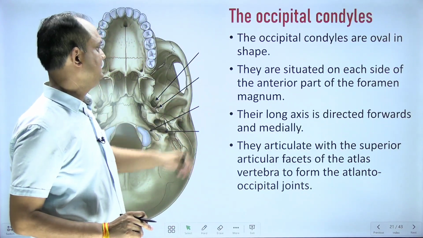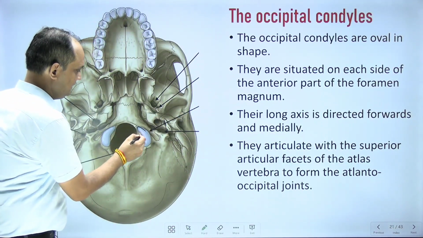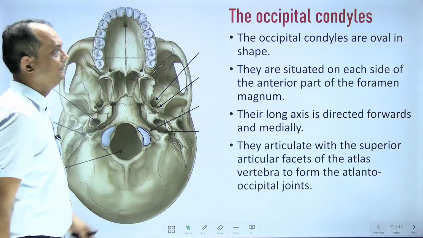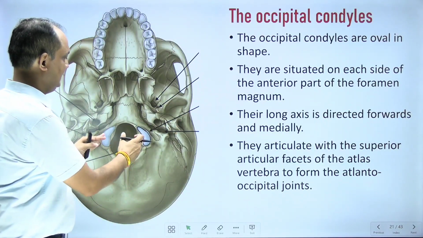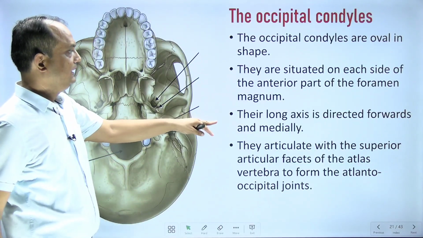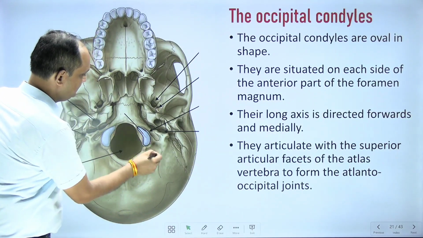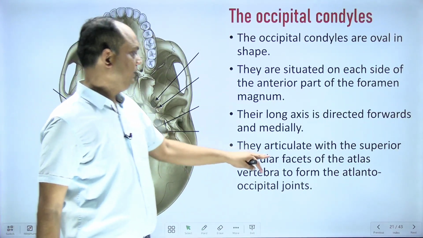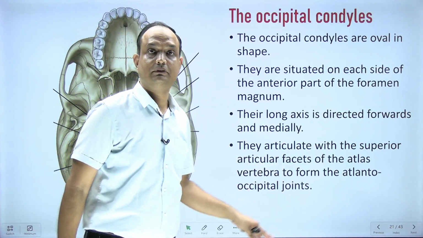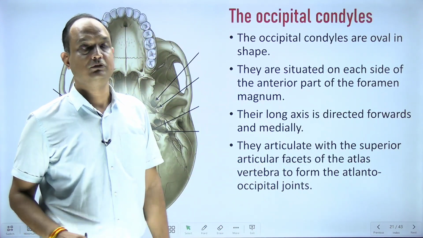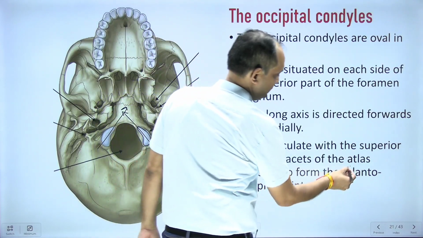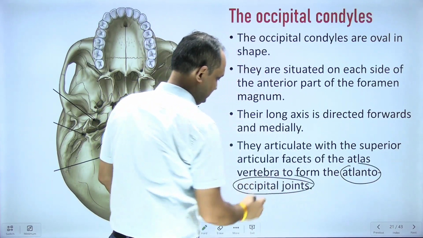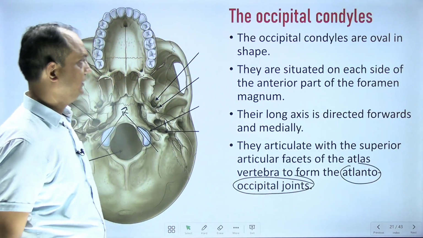So what are the features of the occipital condyle? Occipital condyles are oval in shape; you can see that they are kidney shaped or oval. They are situated on each side of the anterior part of the foramen magnum, and their long axis always faces medially. They articulate with the superior articular facet of C1, that is the atlas, and that joint is known as the atlanto-occipital joint, which is a synovial variety of joint.